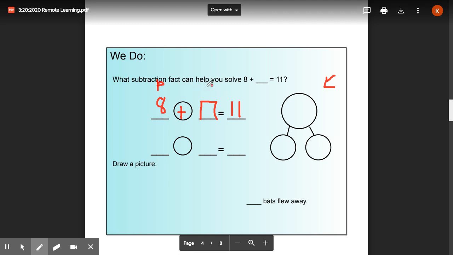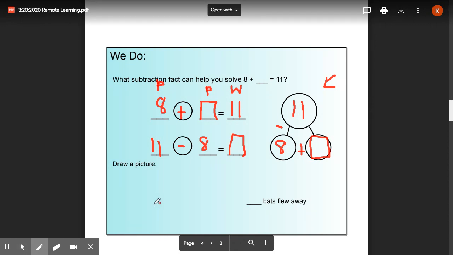Remember, the two addends are our parts, and this is the whole number. So the whole number always goes at the top, and my two parts that I add together go at the bottom. But I don't know one of my parts. Now that I have my number bond filled in, I can do 11 minus 8 equals my missing part. Now, I want you to pause this video and solve 11 minus 8. Ready? Pause.